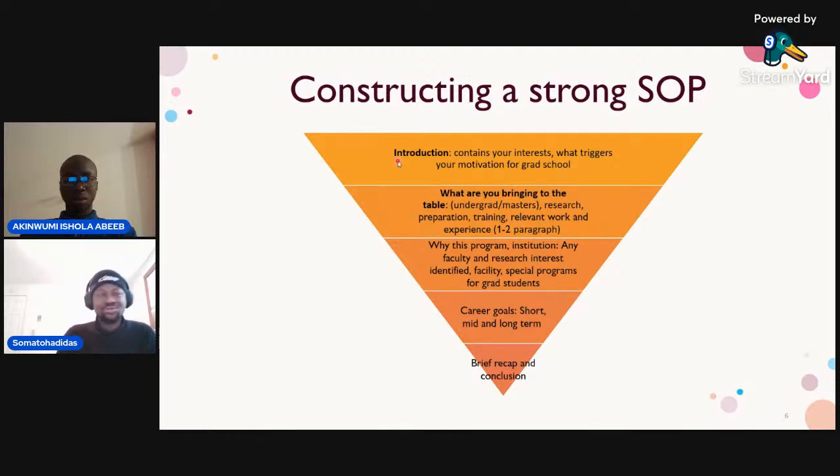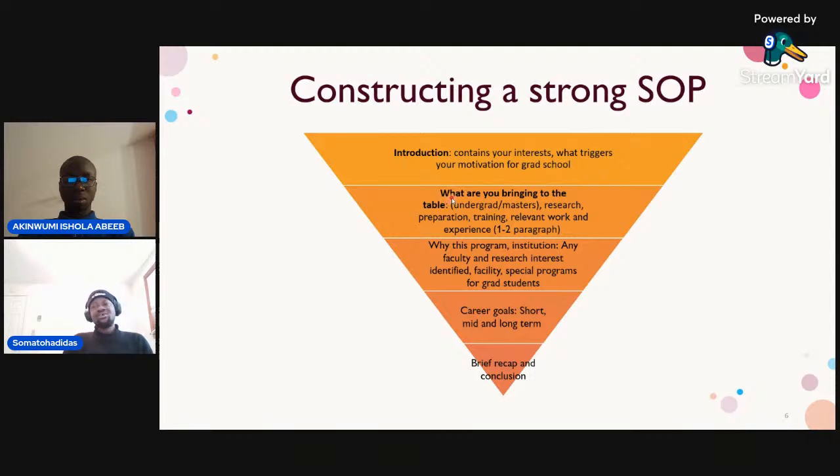So don't start with something drab, something uninviting. Start with a hook. A hook that will give them the feeling of wanting to know more about what you want to write in the whole of your letter. So I think that will suffice for the introduction. It could be a paragraph or two, depending on the instructions, if any, from the program or your school.